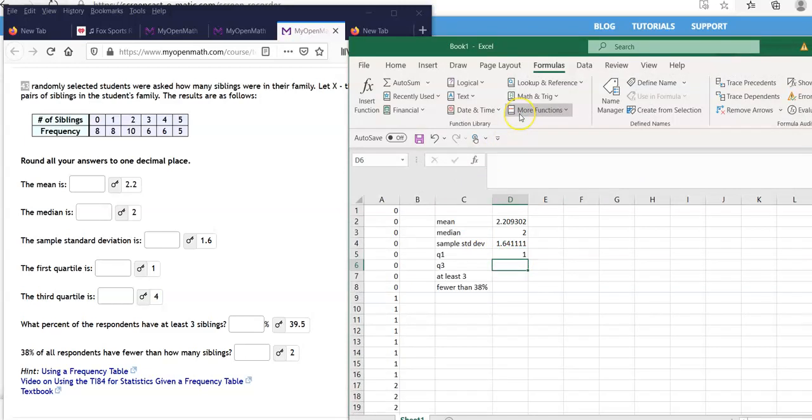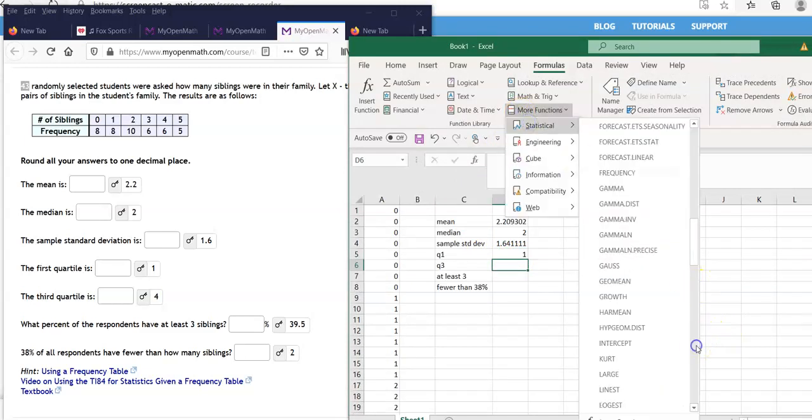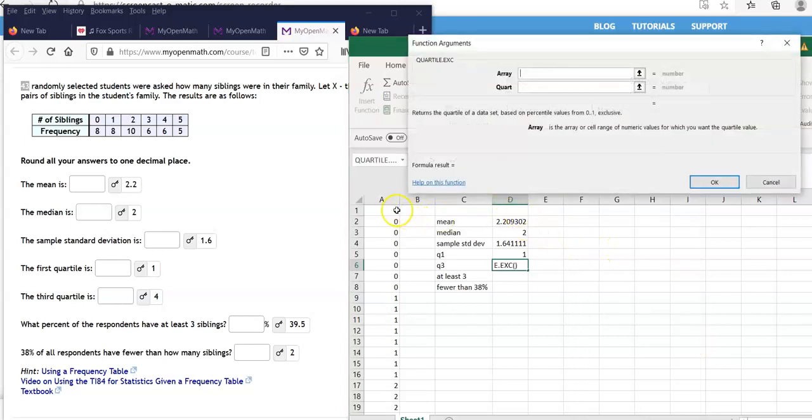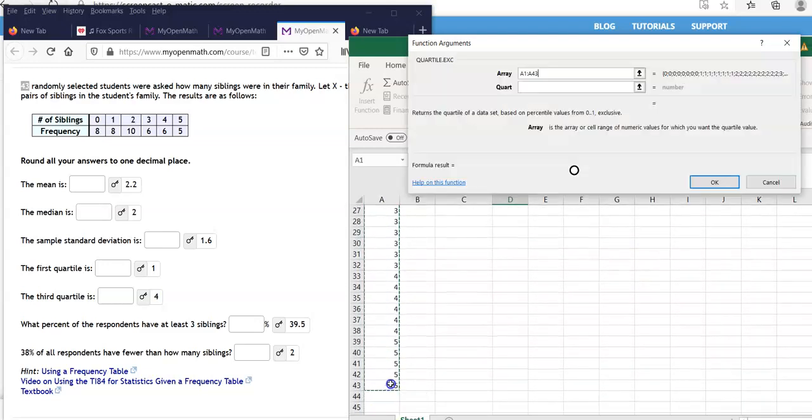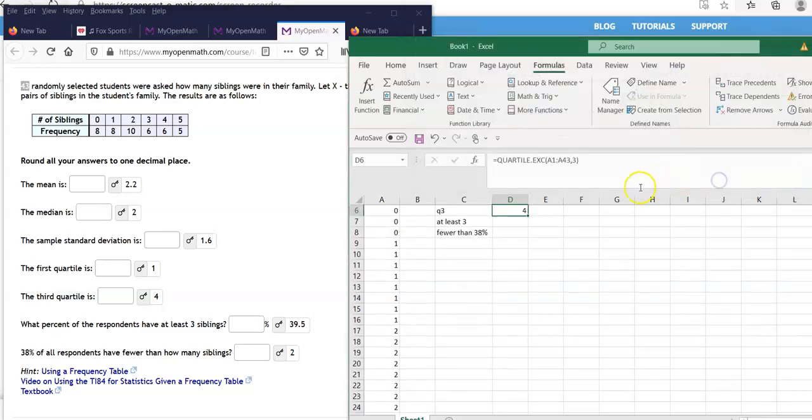Q3, you do the same exact thing, except you put 3 in that other spot. Statistical, quartile.exe. Again, highlight all the array, highlight all the data. And this time put 3. Okay, all right.